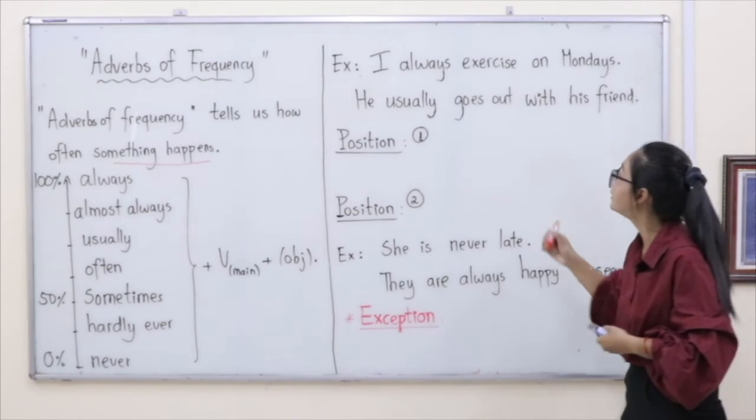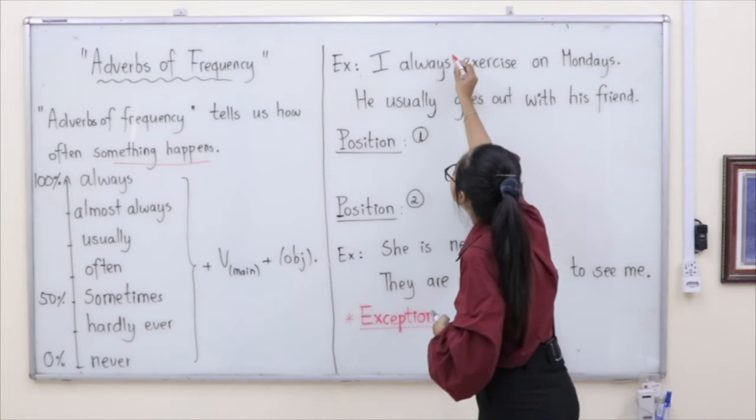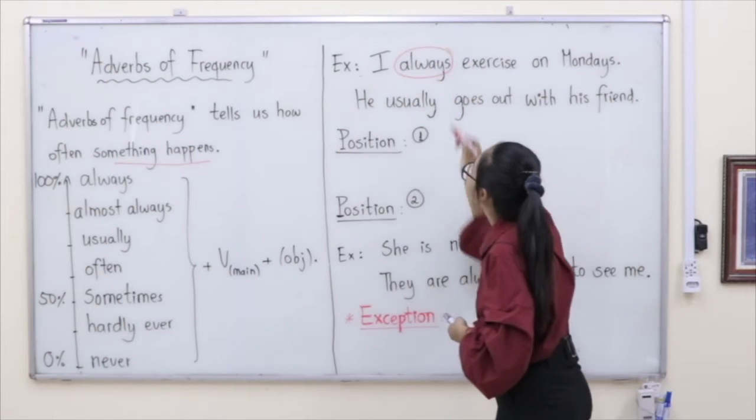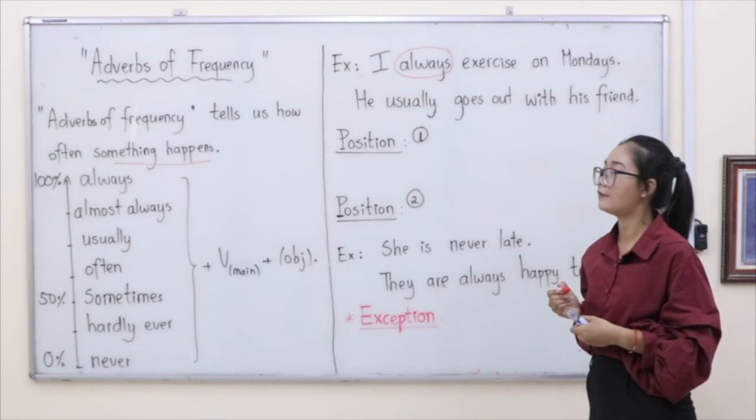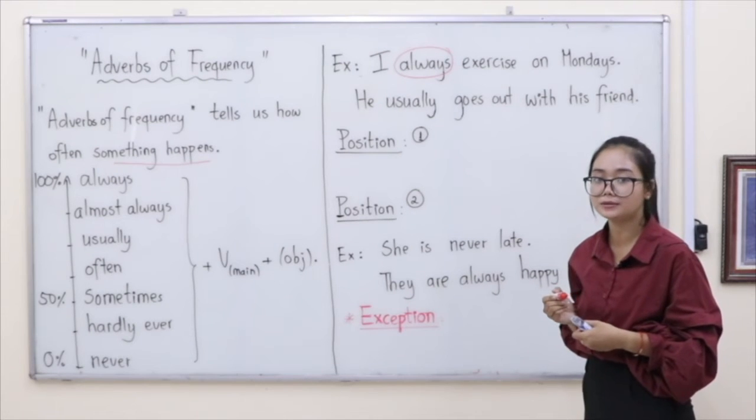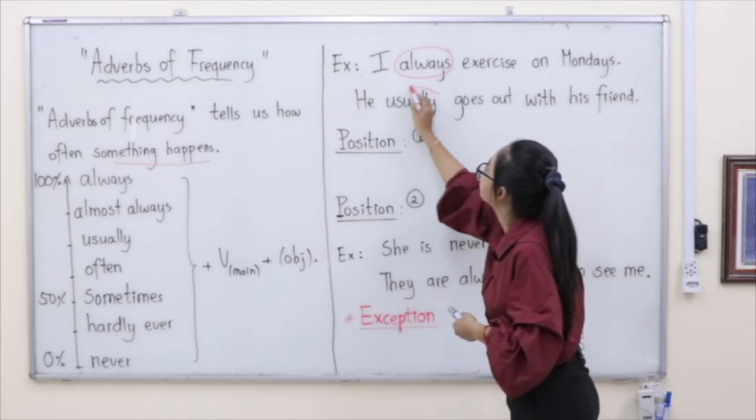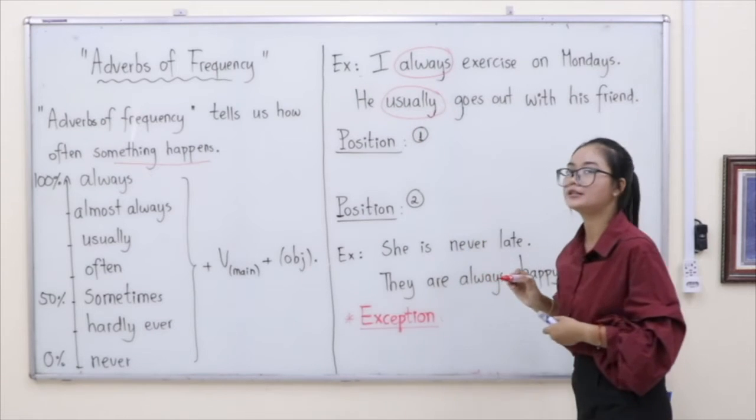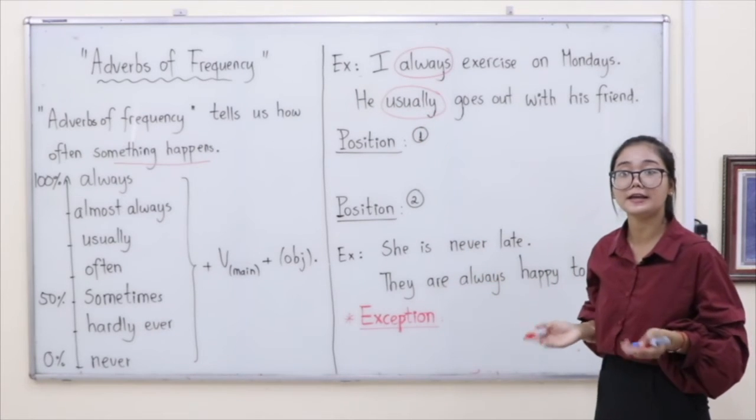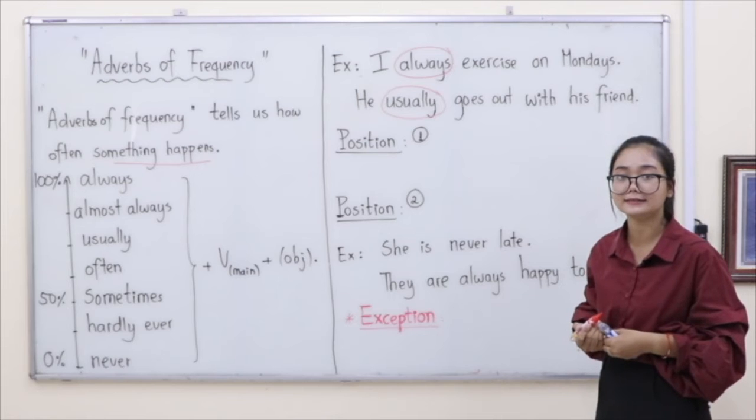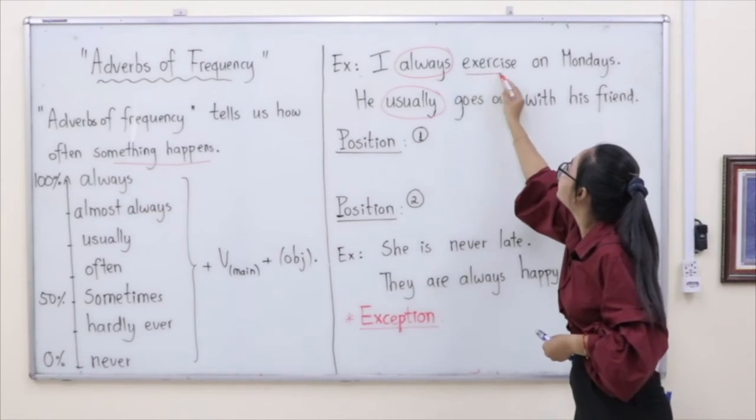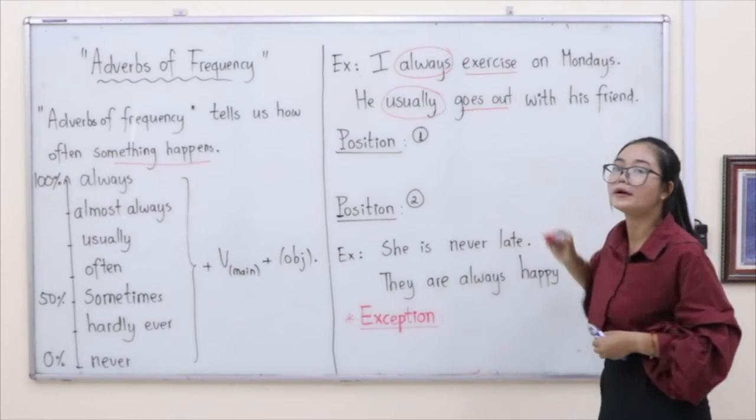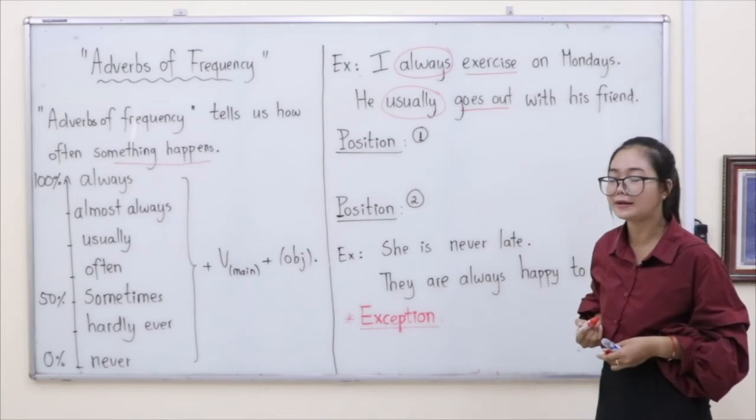Very good. So the adverb of frequency in sentence number 1 is always. The adverb of frequency in sentence number 2 is usually. So where is the adverb of frequency in a sentence? In this position, the adverb of frequency is always before the main verb.